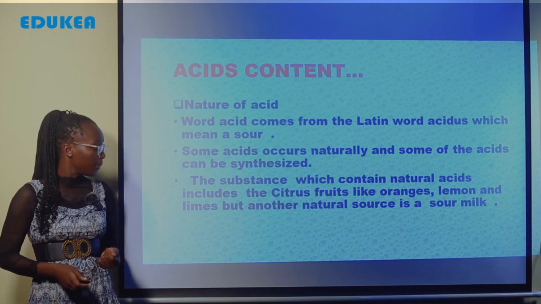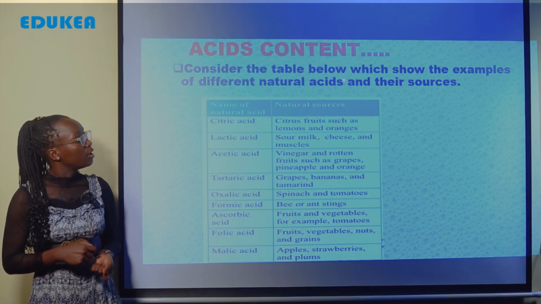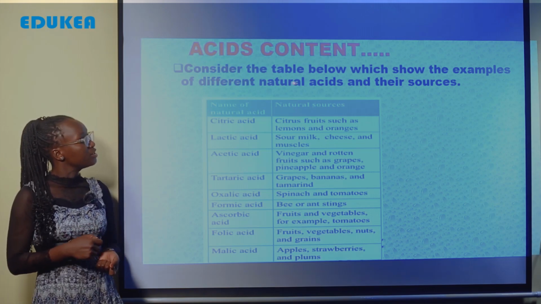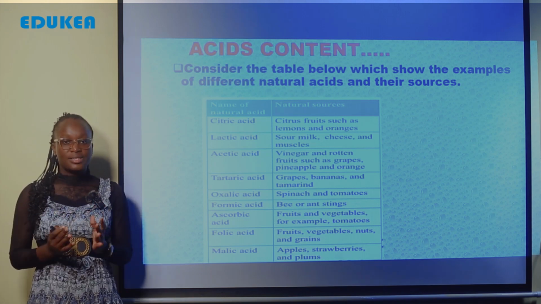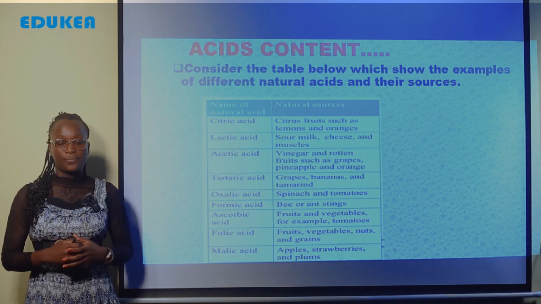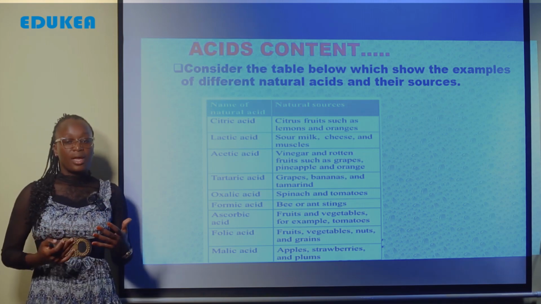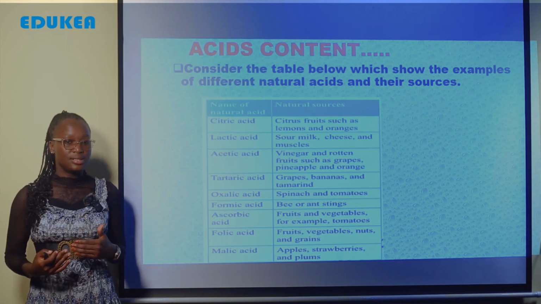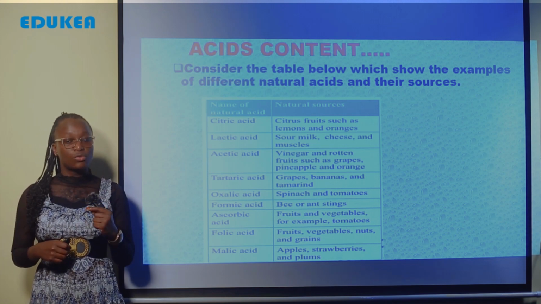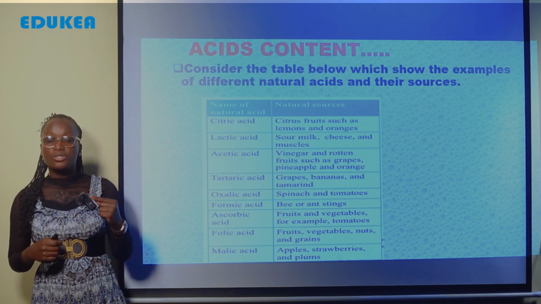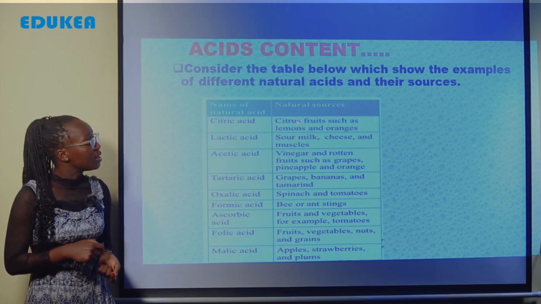Okay, let us consider the table below which shows the examples of different natural acids and their sources. Kwamba acid tofauti lakini ina sources zake, kwamba their sources and some of the names of natural acids. We have citric acid, and this citric acid tumeona kwamba inatokea from the source of citrus fruit, kwenye yale matunda. Kwa mfano tunaona tuna citrus fruits such as lemons and orange.